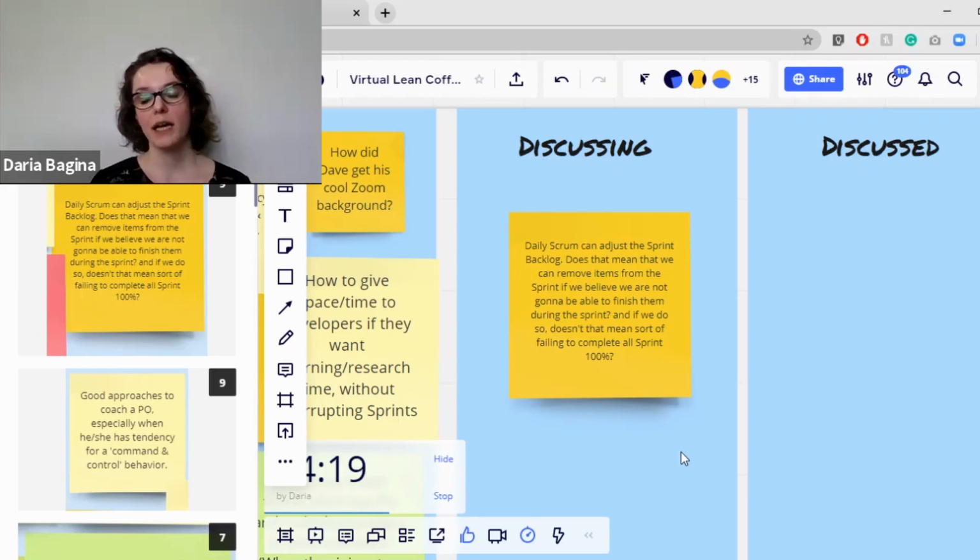apart from that. But kind of answering the question about failing, does it mean that we are failing to complete the whole sprint 100%? You can still succeed in achieving the sprint goal even if your backlog was reduced. So I feel that's where the sprint goal has to be the focus of work. The backlog is just a way to get there.